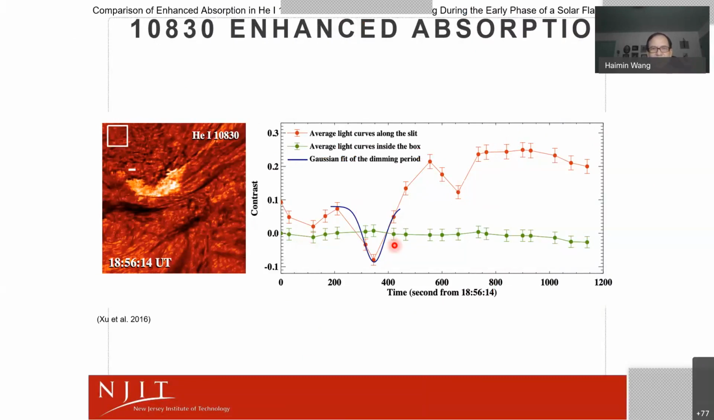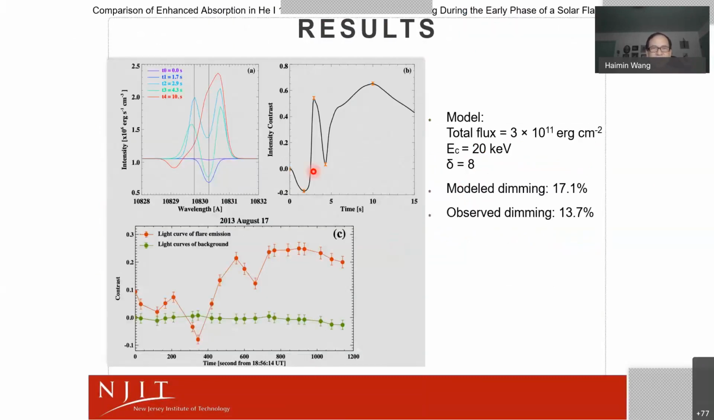When she ran the code, this is what she ran based on the parameter again. It's a little bit of an exaggeration. We didn't see such a huge jump, but in principle, let's look at the modeling result. It's absorption, then there is a second dip.